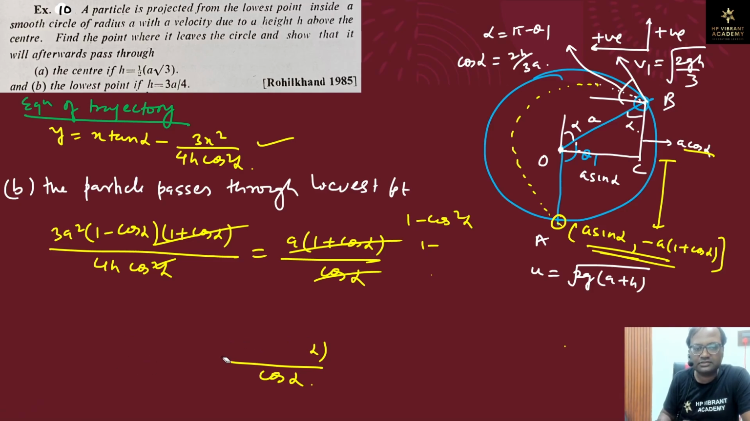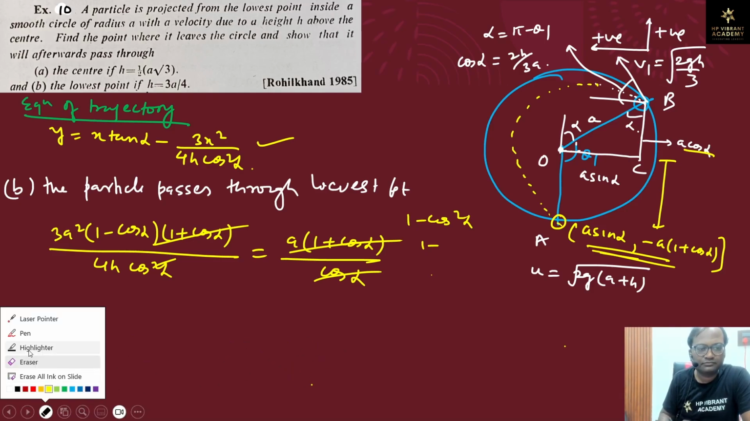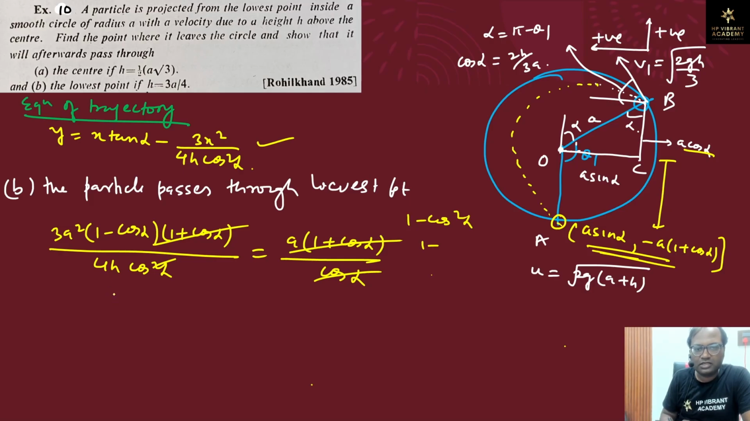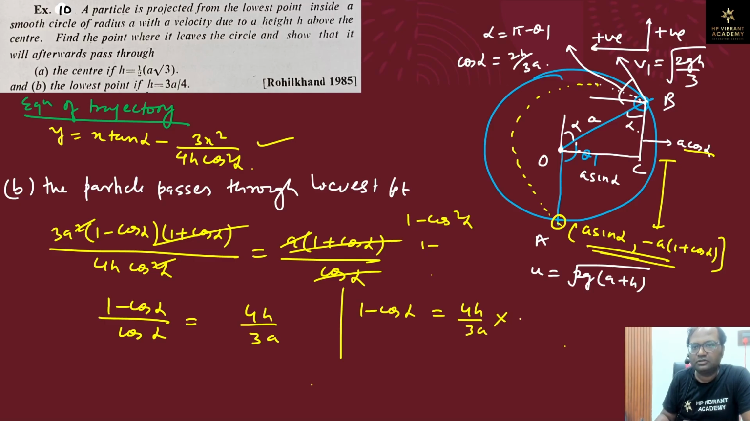What we will get is that, and a gets cancelled, 1 minus cos alpha upon cos alpha is equal to 4h upon 3a. Okay, so we have 1 minus cos alpha is equal to 4h upon 3a into cos alpha. Cos alpha is 2h upon 3a. So 1 minus cos alpha, that is 2h upon 3a, is equal to 8h square upon 9a.